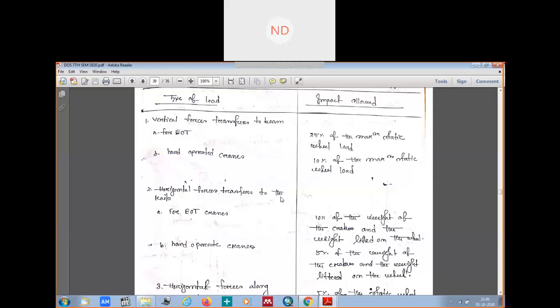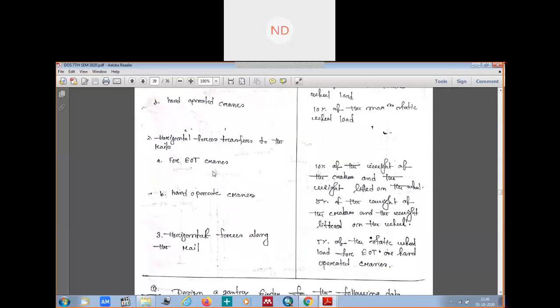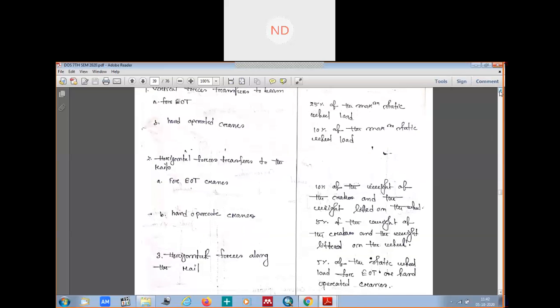Now, similar to this, again for the horizontal forces which are transferred to the rails. In that case, if you are using electronically operated EOT cranes, then the impact load allowed is 10% of the weight of the crab. That means your trolley, 10% of the weight of the trolley and the weight lifted on the wheels. Okay, you have to know these things.